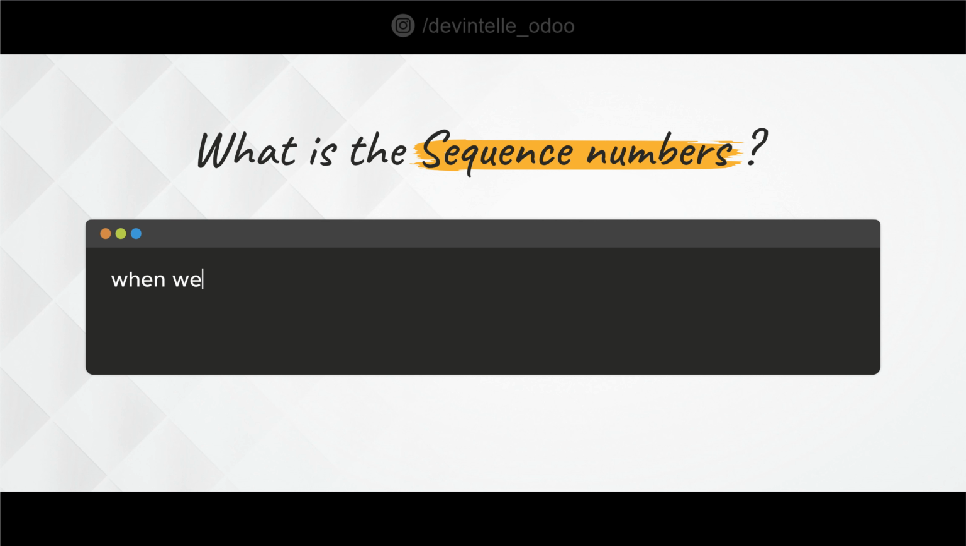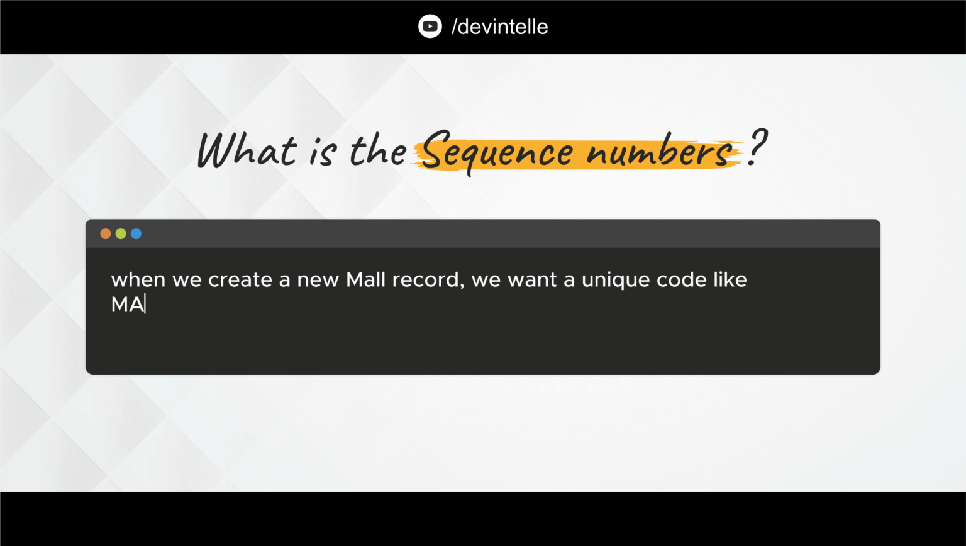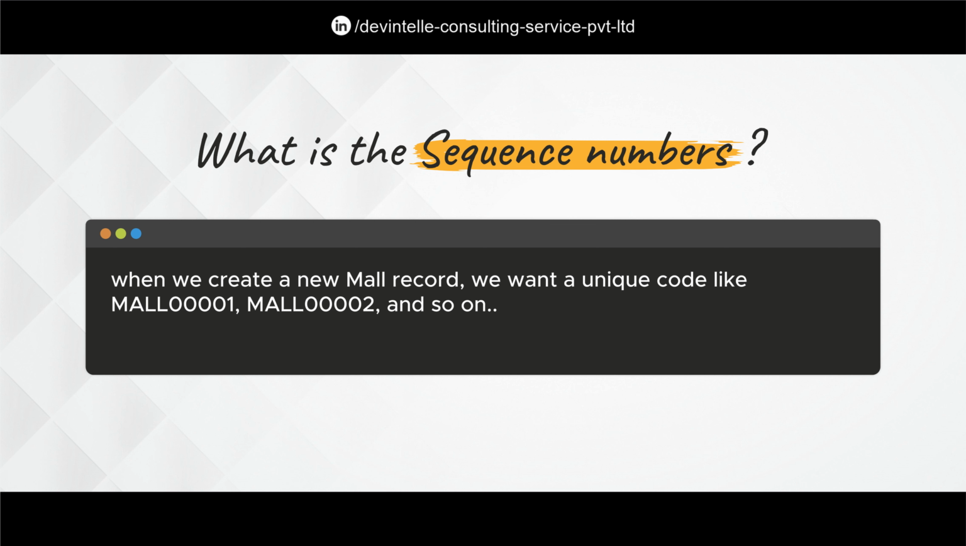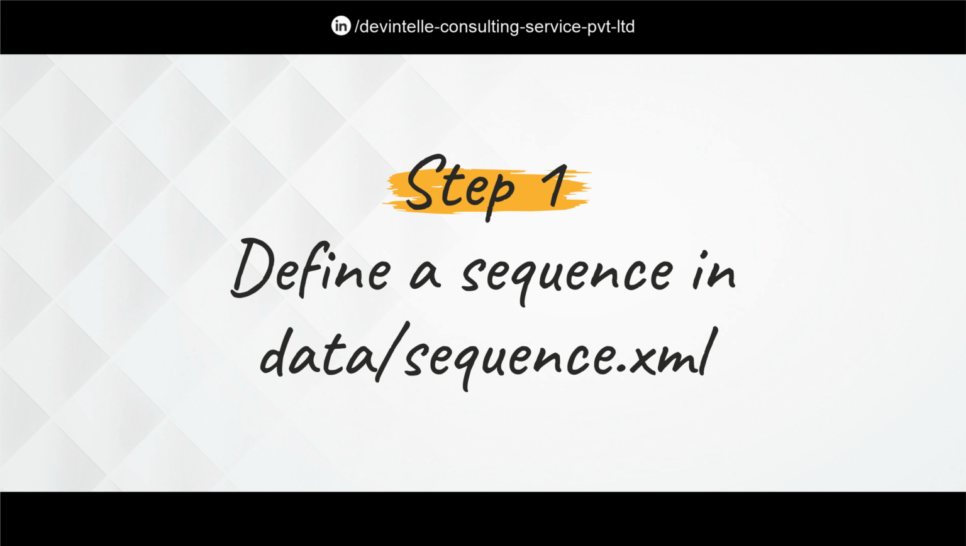For example, when we create the new mole record, we want a unique code like mole1, mole2 and so on. So let's understand it step by step. The first step is to define a sequence in the sequence.xml file.